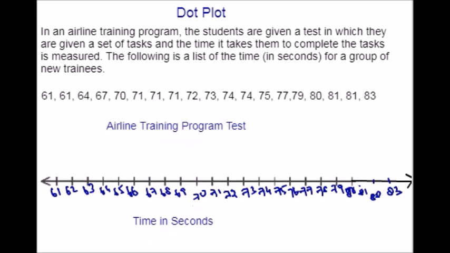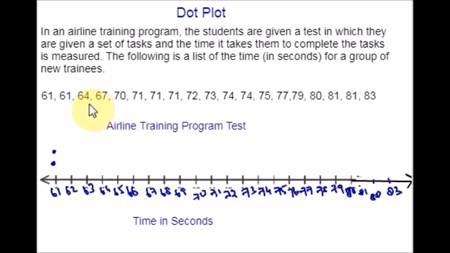Now you have to draw a dot for each number. So how many 61s are there here? You have to check how many numbers are displayed and draw the dots according to that. There are two 61s, so draw the dots one above the other. And the next number is 64. Only one 64 is there, like that only one 67. Only one 70 is there, no other 70s. So one dot to refer to 70.